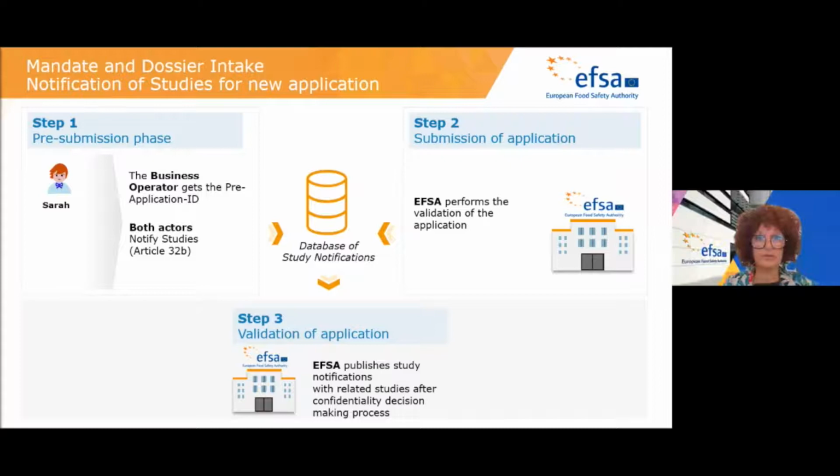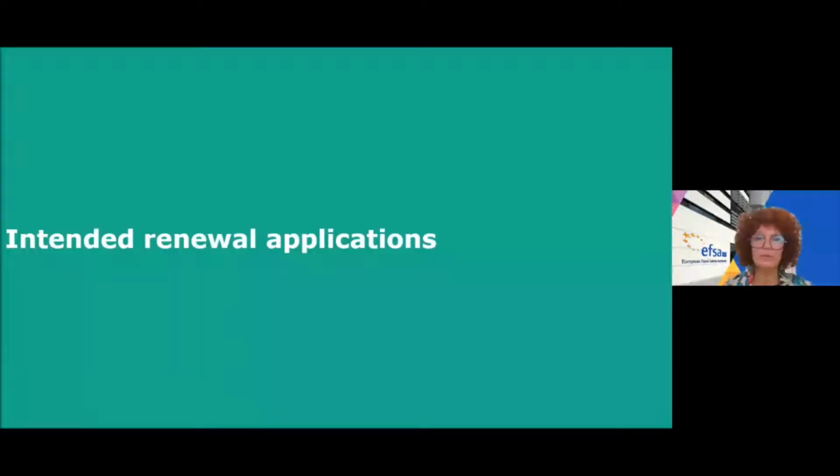So again, the applicant has a pre-application ID. He can notify studies, but the business operator, the third party, the laboratory can also. So many actors can notify. This enters in our database of notification of study. And at the moment of submission of the application, EFSA will perform the validation of the application, considering the notification of study check, which means that we verify the content of the dossier versus the information in the database. And if there are any differences, we look at the justification. Here again, at the moment of validation of the application, EFSA publishes the study notification with the related studies once the confidentiality decision-making process has been finalized. So this is for the new application.